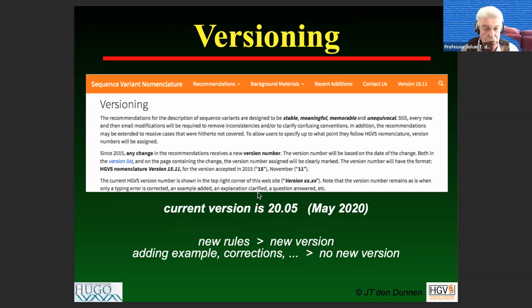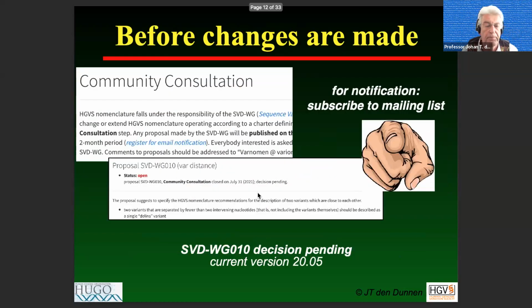When there is a new rule, then we will get a new version of the HGVS nomenclature recommendations. When we add an example to the pages or correct a typo or so, that will not give a new version. It will just be a correction of the mistakes. In addition, you will be able to find on the HGVS website what has changed between version 15.11 and version 20.05. So it's explicitly shown which things have changed or have been added to the website.